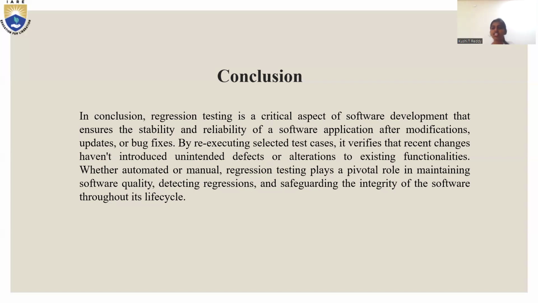So generally, regression testing is used in cases where you make minute changes to your software. Whenever changes are made, they should not affect the functionalities of the earlier software. So to make sure that after making changes the software still performs properly, we use regression testing. It plays a crucial role in maintaining software quality, detecting regressions, and safeguarding the integrity of the software throughout its life cycle. So, to maintain all this, regression testing plays a crucial role in software testing.